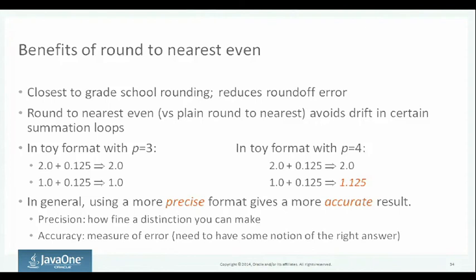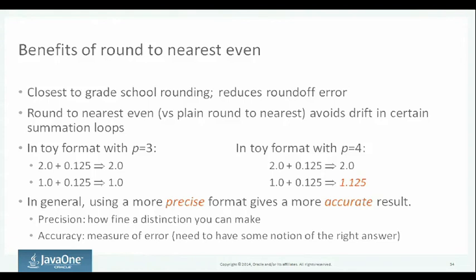All right. Now with this toy format, we of course have rounding error when we round. We don't capture the exact value. So when we have 2 and we add 1/8 to it, the 1/8 rounds away and we get back 2. The same thing happens in the p = 3 format when we add 1/8 to 1. We just get back 1. So we just take that information away.